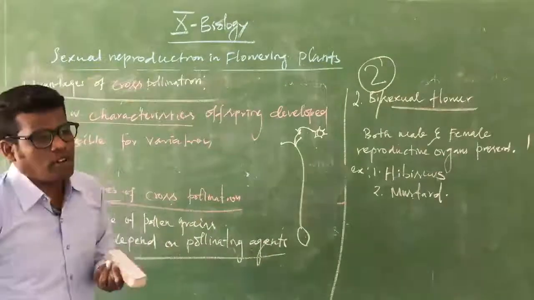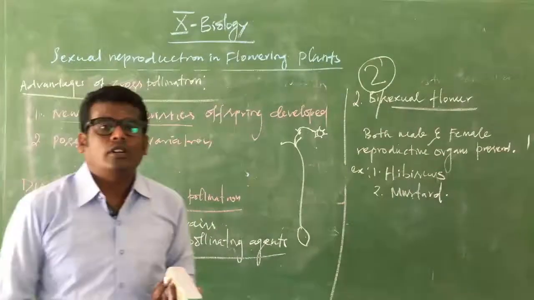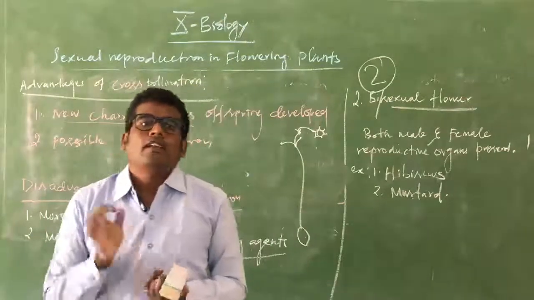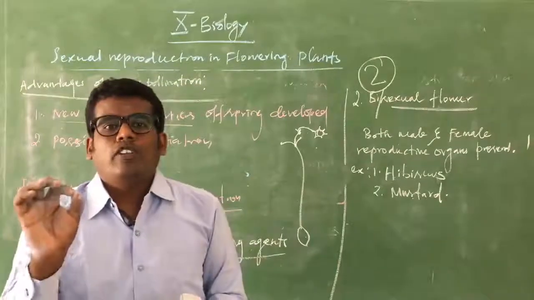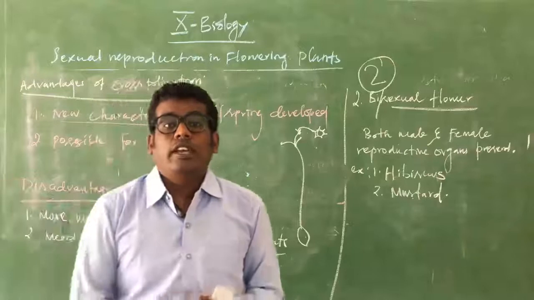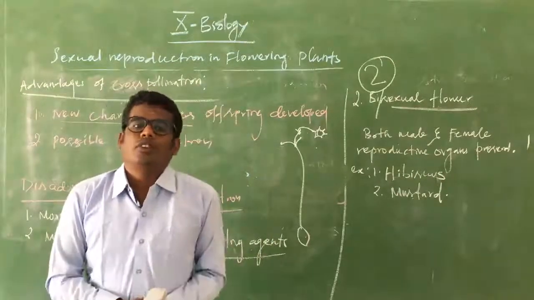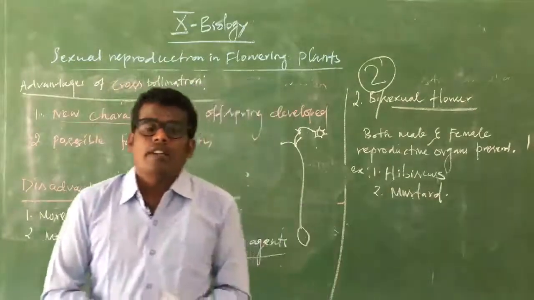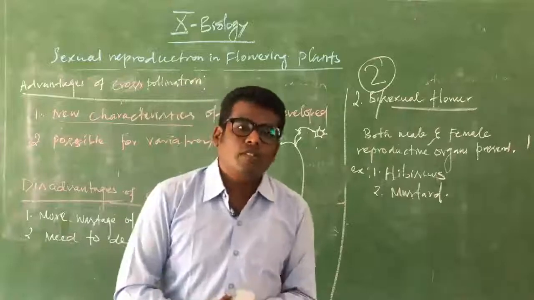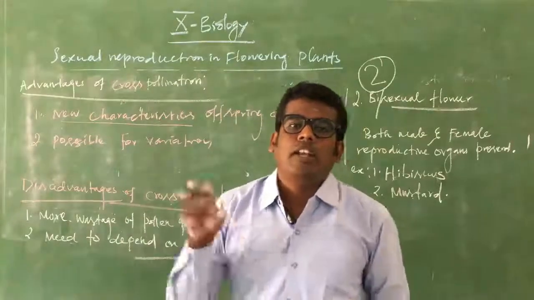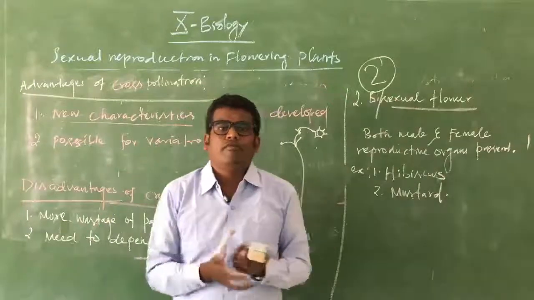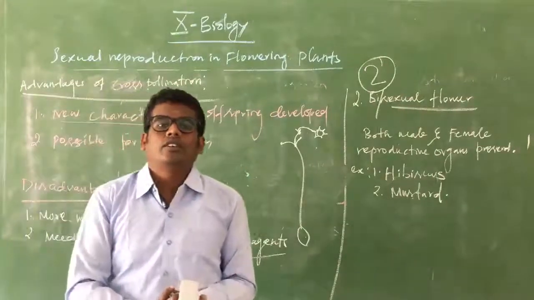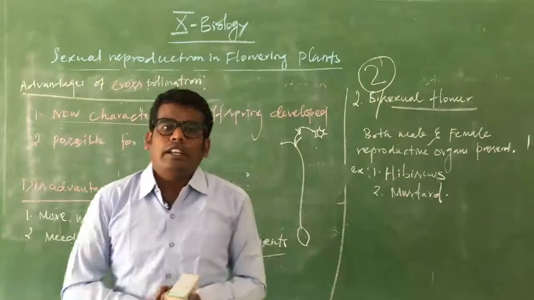And the types of flowers we have discussed. There are two types, unisexual flower and bisexual flower. What is a unisexual flower? Either the male or the female reproductive part is present, either one, so it is called a unisexual flower. Examples, papaya and watermelon. And a bisexual flower: both male and female reproductive structures are present in the same flower. Examples, hibiscus and watermelon.